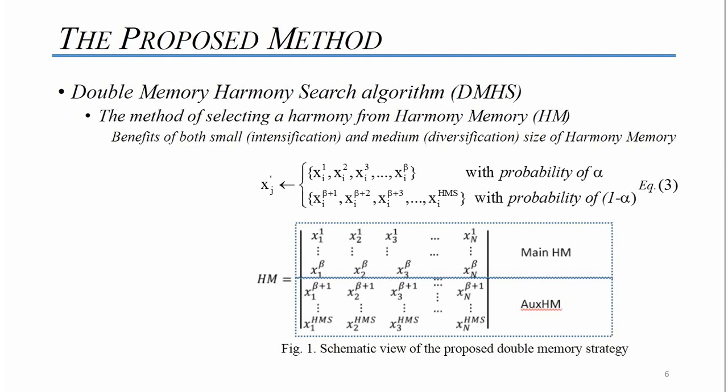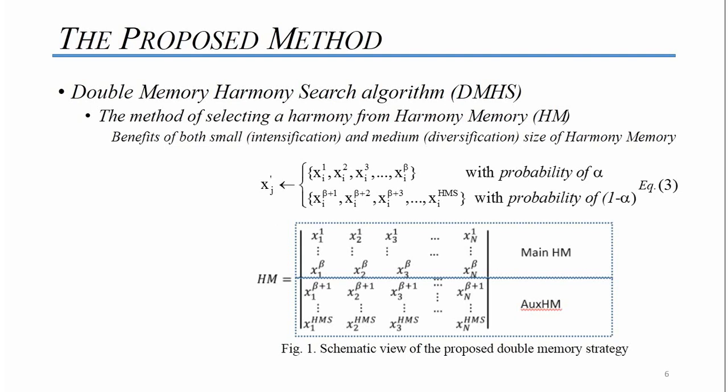Double memory harmony search algorithm, DMHS. In this study, we modified harmony search algorithm to enhance its performance. In DMHS algorithm, 3 modifications are made. These modifications are explained in the following. The method of selecting a harmony from harmony memory.